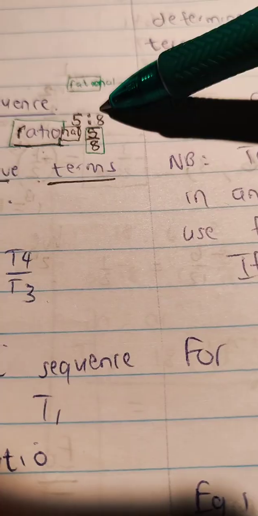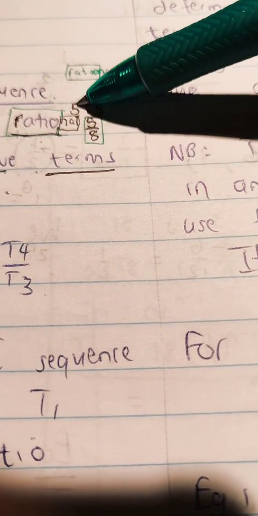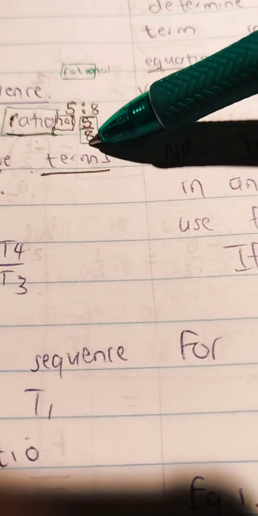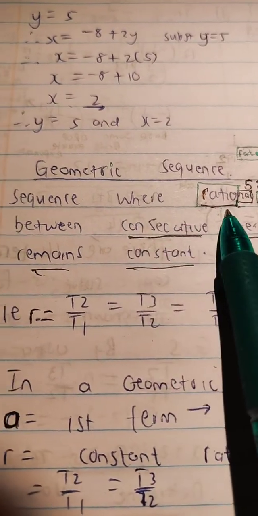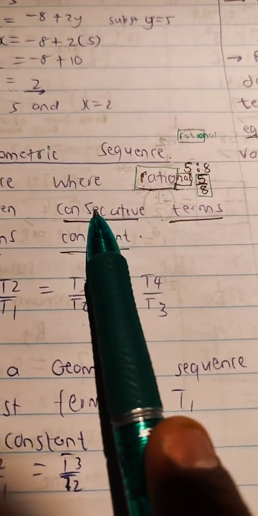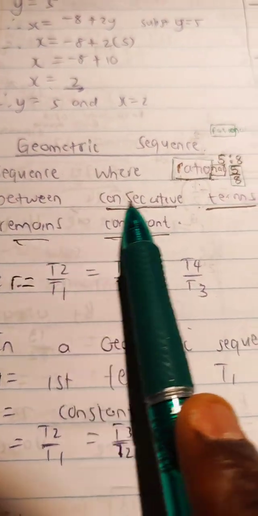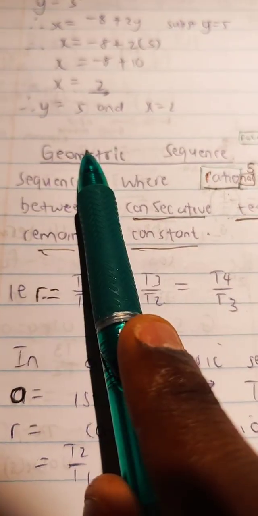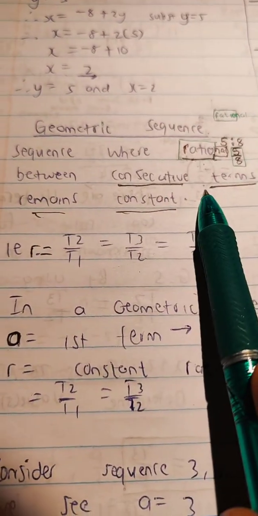If you are looking at an example, 5:8 can be written as 5/8. So a ratio can be written as a fraction. Okay, so we say a geometric sequence is a sequence where the ratio between consecutive terms remains constant. What is constant between the consecutive terms for a geometric sequence? It is the ratio between the consecutive terms.